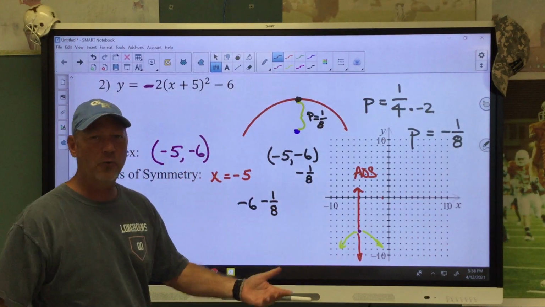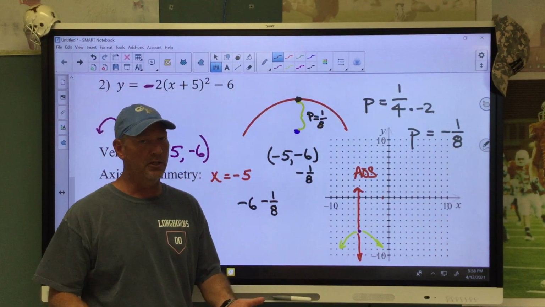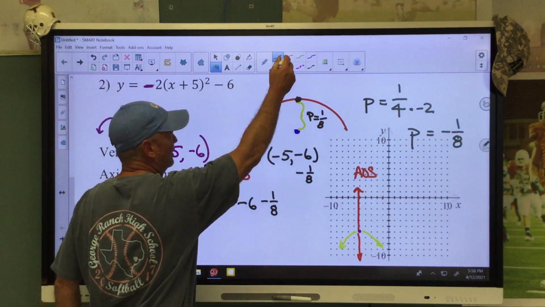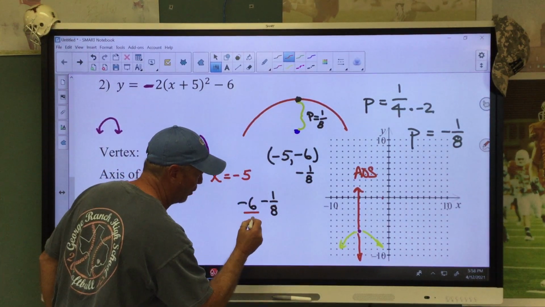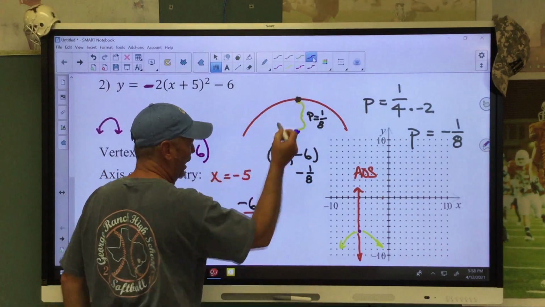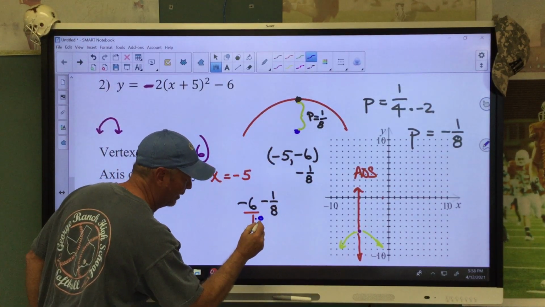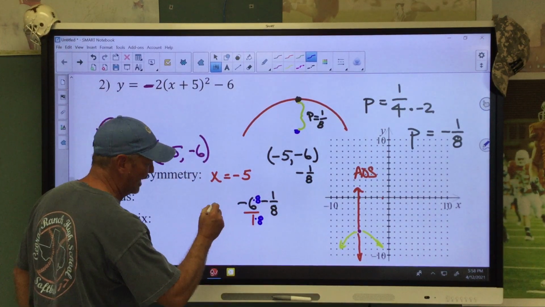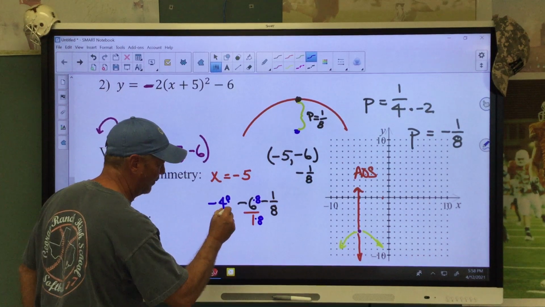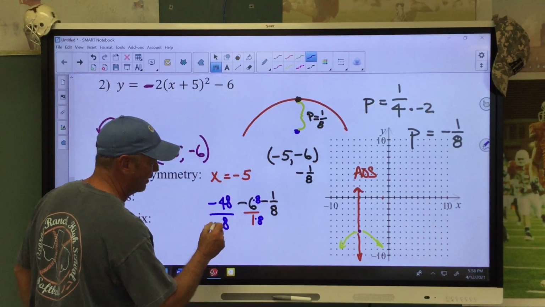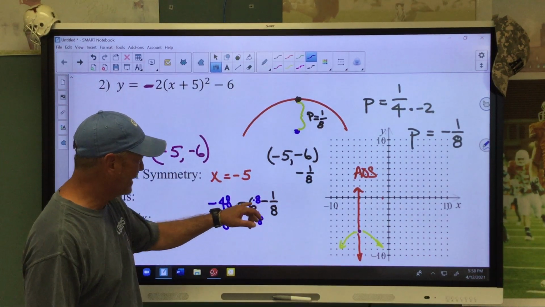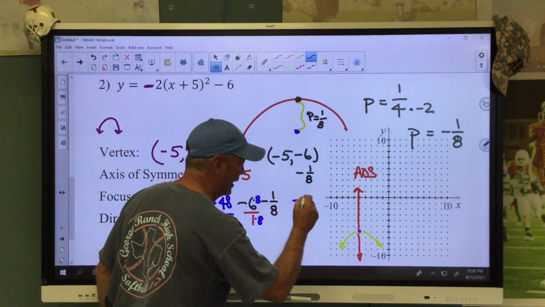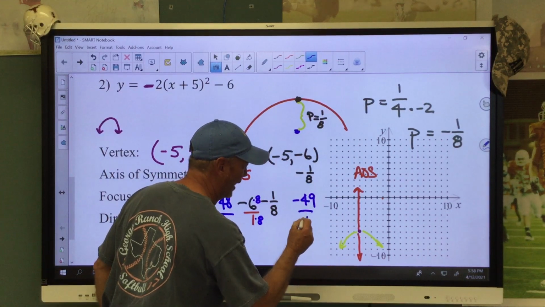Now, how do we add fractions? Well, there's a couple ways you can do this. You can get a common denominator. We can treat this as -6/1. We can multiply the bottom times 8, the top times 8, and this can give us -48/8. A -48 and a -1 will give us -49/8.